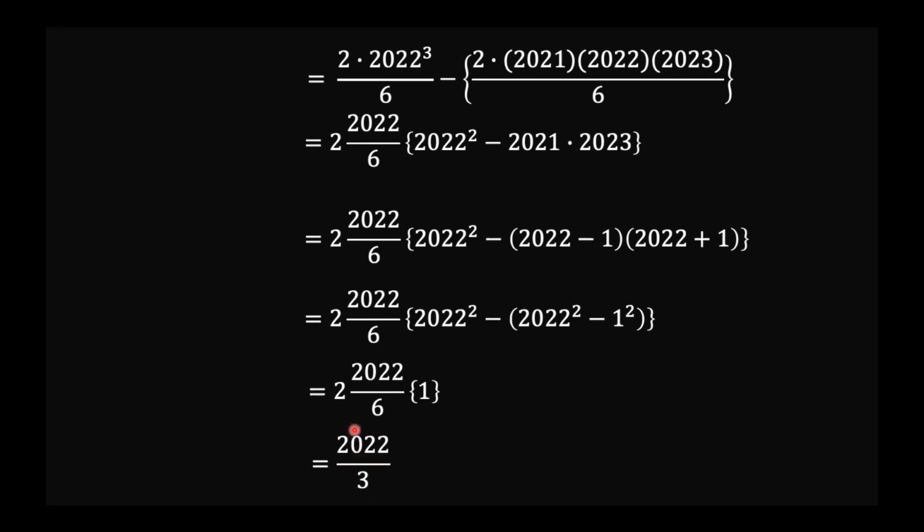20 divided by 3 is 6, remainder 2. 22 divided by 3 is 7, remainder 1. 12 divided by 3 is 4. So our answer is 674. That is our answer, and that's how you would quickly approach it.